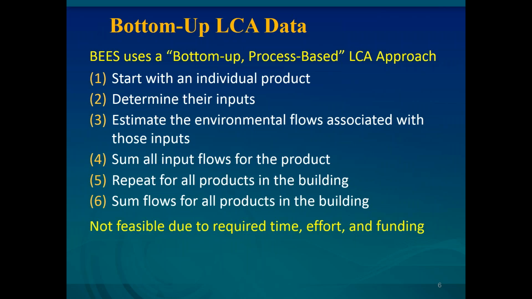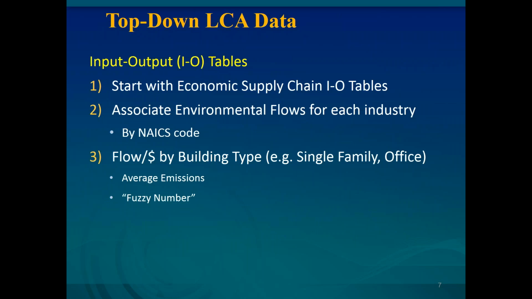And so instead of doing the process-based LCA for every single product and aggregating all those products up for the entire building, we have to look at some alternative approaches. One approach would be a top-down approach using environmental input-output tables, which are based on the economic supply chain, with environmental flows associated with those. And then we actually have those further broken down by building type. So whether it's a single-family dwelling or an office building or a school, we essentially have the average emissions for constructing that particular building type.